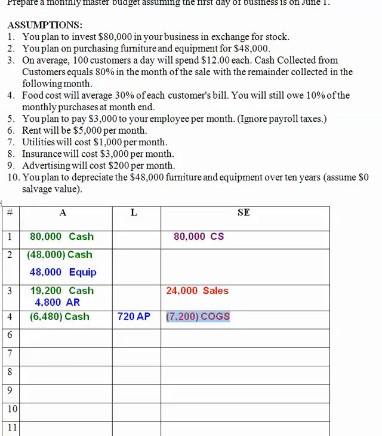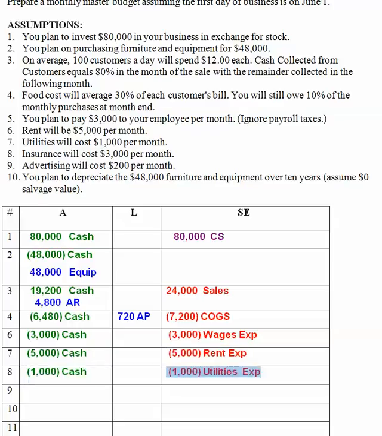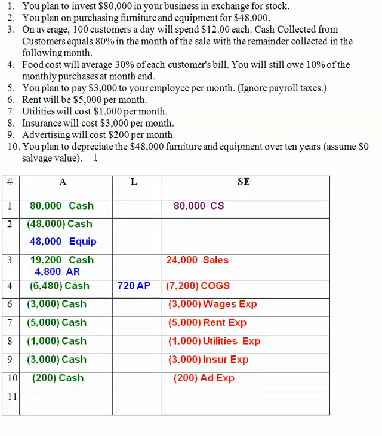As far as the other expenses, you've got your 3,000 to pay for your employees. And actually that should say salary expense. You have 5,000 for your rent, right, rent expense. You've got 1,000 for utilities. You've got 3,000 for insurance, 200 for your advertising, and if you recall from earlier, we aren't going to record depreciation as a decrease to cash.